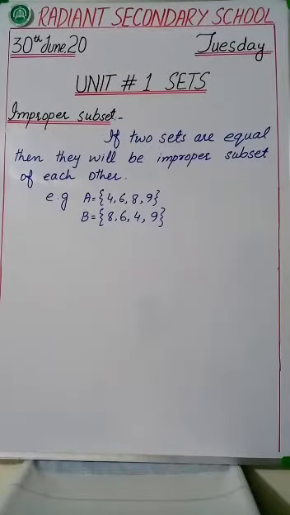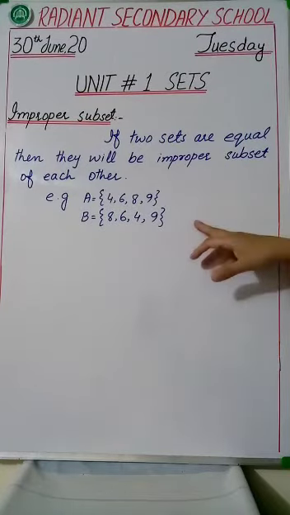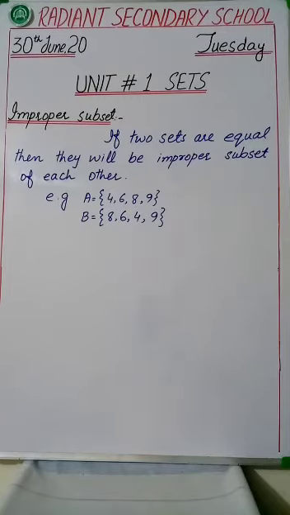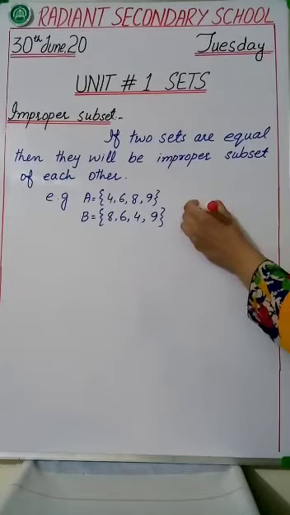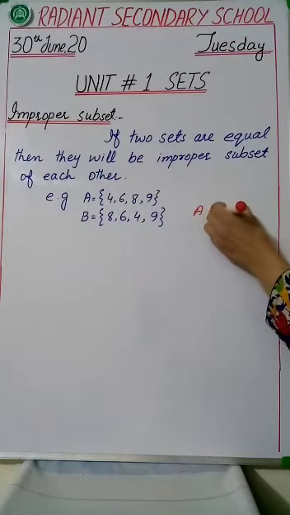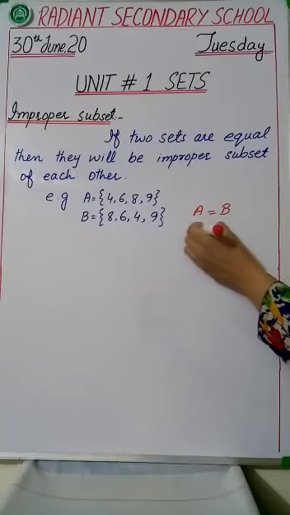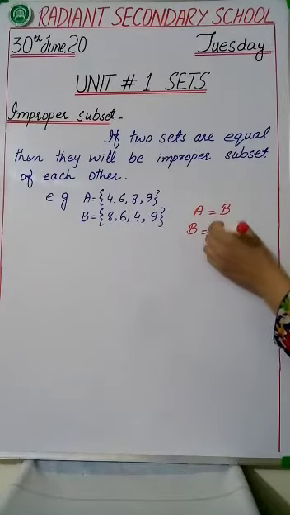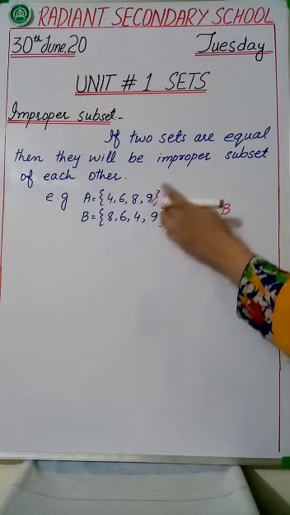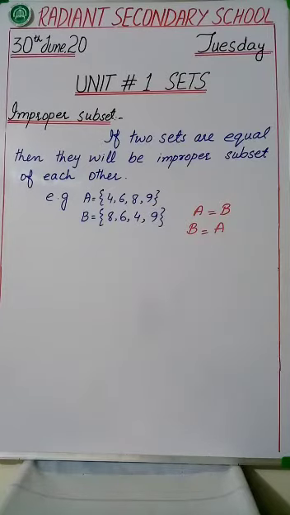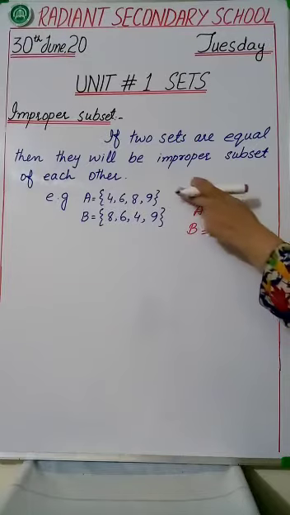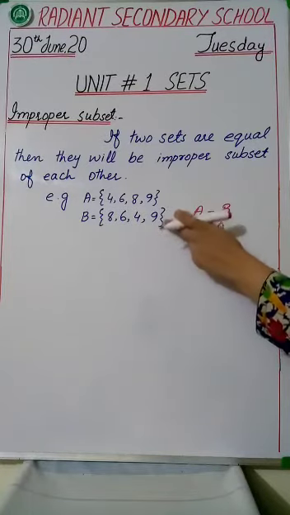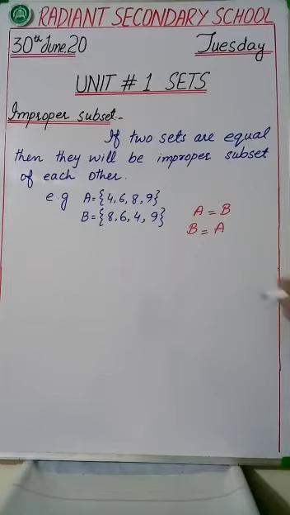Okay, now the improper subset. If two sets are equal, then they will be improper subsets of each other. Look at the example. There are two sets and both have the same elements. It means that set A is equal to set B, or you can say that set B is equal to set A. In such a situation, you see that all the elements of B are present in A, so that's why B is a subset of A. Secondly, all the elements of A are also present in B, so that's why A is also a subset of B. It doesn't matter that the order of the elements is changed.